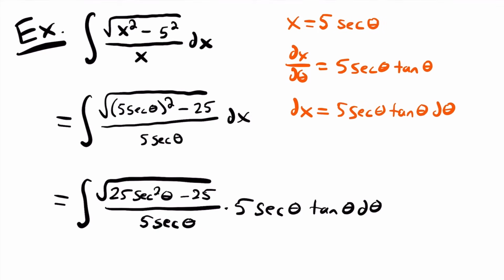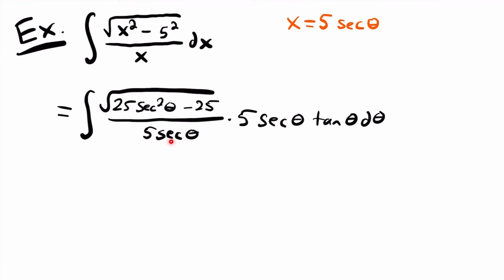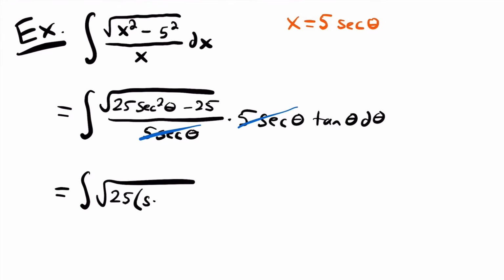All right, and so if I clean up my work here, notice that we have 5 times secant theta in the denominator here, but then we're also multiplying by 5 times secant theta, and so they will actually cancel each other out, right? Anything divided by itself is just 1, and so that's going to help simplify our integral. And then also note that we have a common factor of 25 in each of our terms under the square root. And so if we pull that 25 out, this will be equal to the integral of the square root of 25 times secant squared theta minus 1.